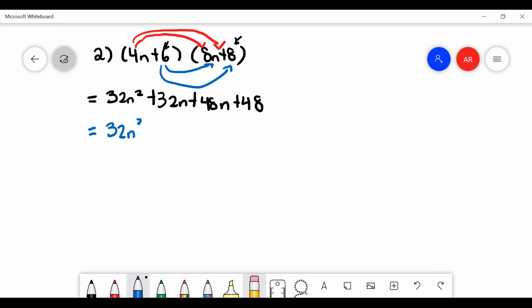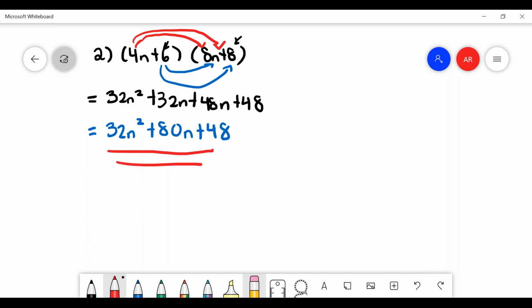So we have 32n squared here, and now we have 32n plus 48n. We can combine like terms here, and adding these, 32n plus 48n is 80n. So 80n plus 48 there. And therefore, this is our final answer to the question 4n plus 6 times 8n plus 8. This is just a quick sneak peek or example of what multiplying polynomials is.